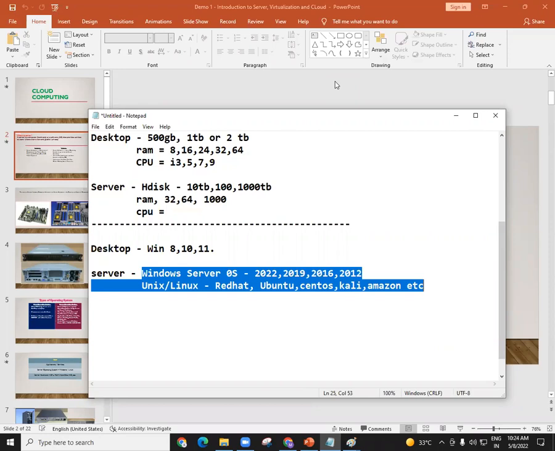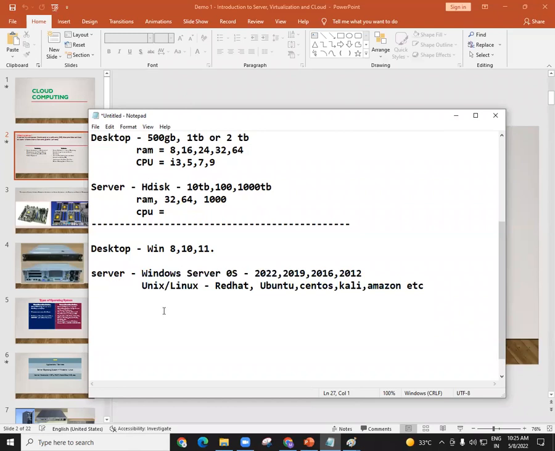If not, no need to worry. I'll cover all the basics that are needed for us. Okay, fine. So this is your server hardware, and this is your server operating system. I hope things are looking clear for you now.